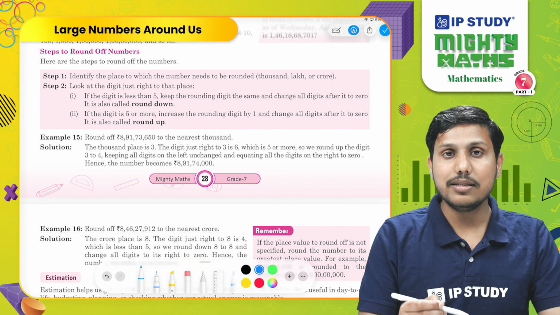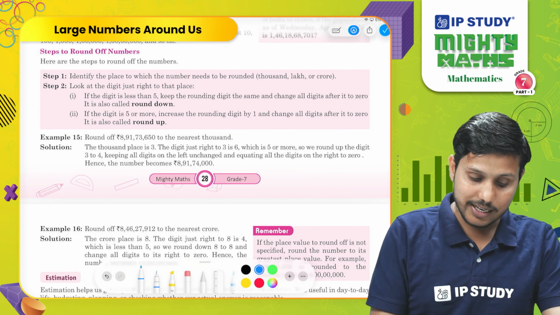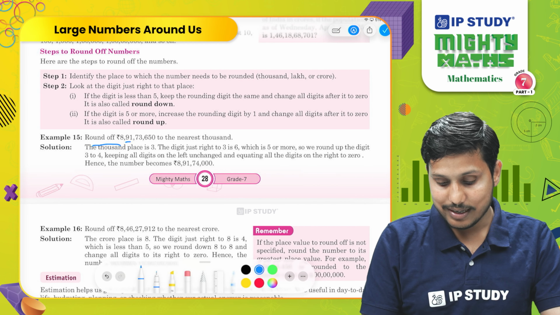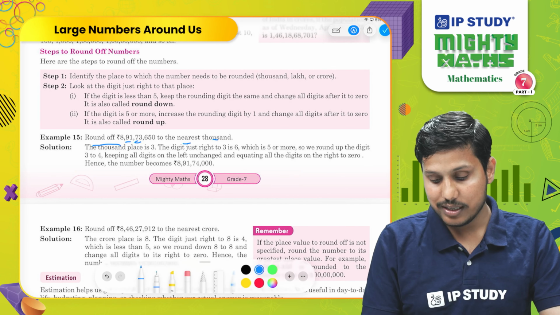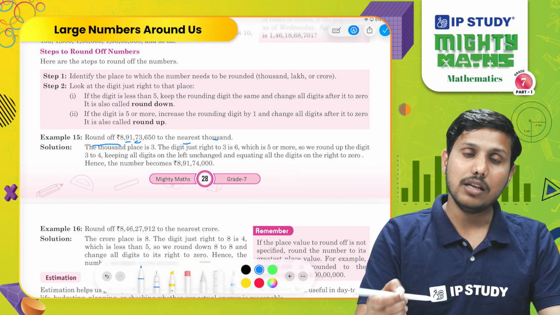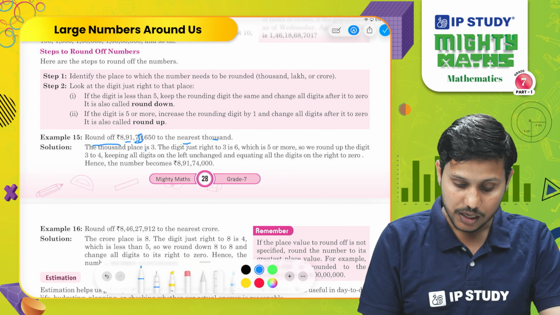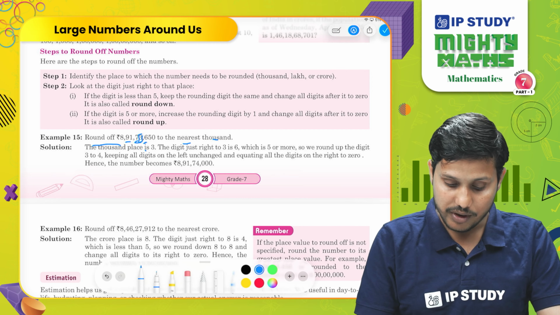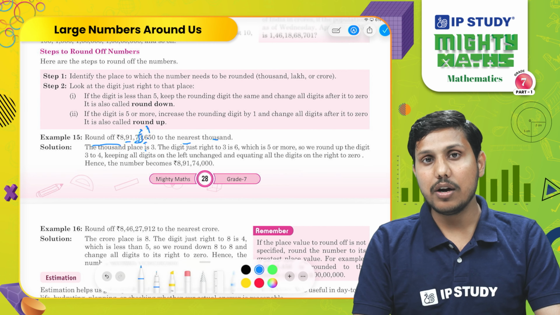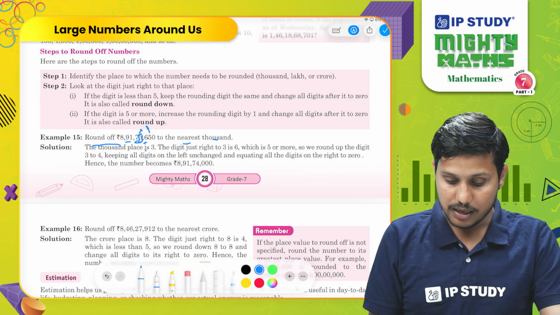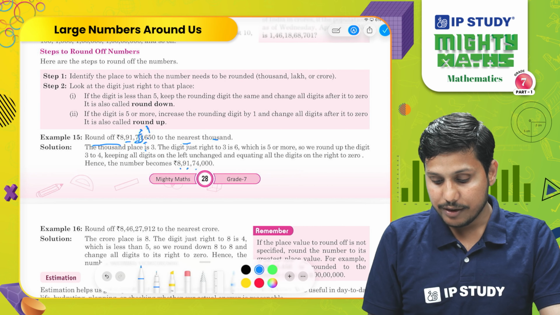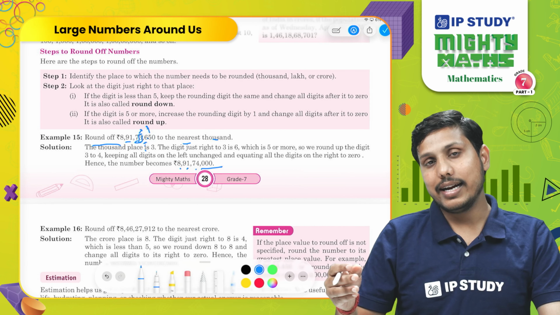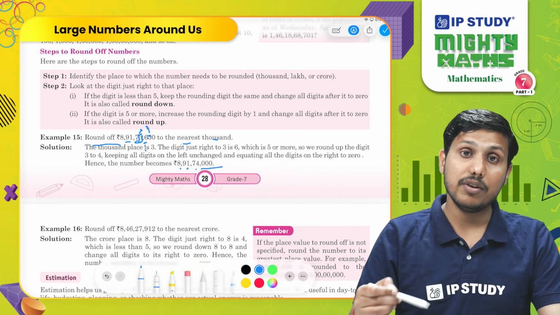So let's understand how we can do this using an example. Round off this number, 8 crore 91 lakh 73,650, to the nearest 1000. Now we have to lock the digit at the 1000 place. So 3 will be locked. Now we look at the digit on its right. So 6, which is greater than 5, so we have to increase the 3 to 4, and after this locked digit we put zeros. So the number will become 8 crore 91 lakh 74,000, because the 3 has been increased to 4, since the digit on its right is 6.